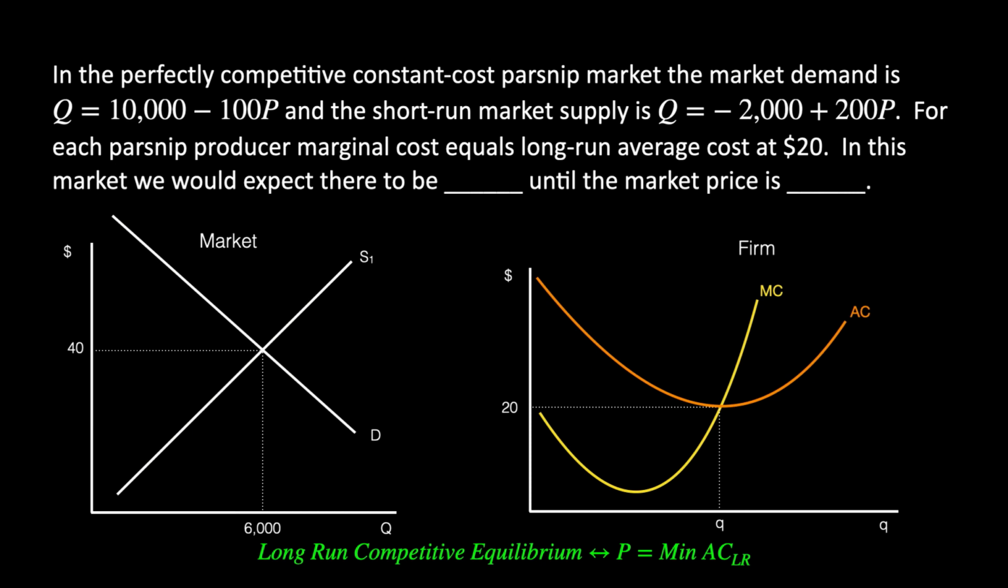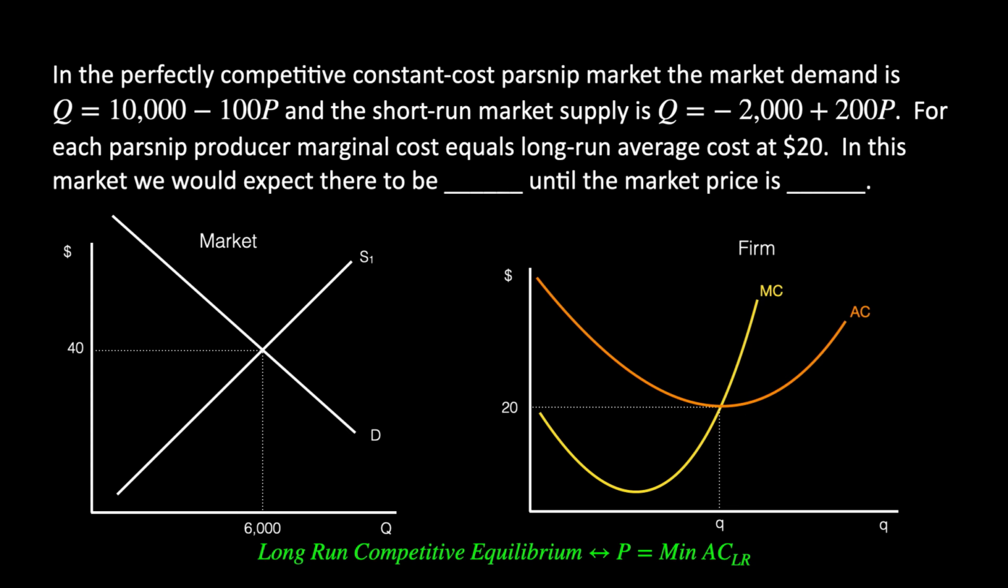This graph here depicts the situation. If you take the market demand and market supply and solve for the short-run market equilibrium, you will get a price of $40 and a quantity of 6,000. Recall that when marginal cost equals average cost, average cost is at its minimum. So the fact that marginal cost equals long-run average cost at a price of $20 implies that this is where long-run average cost hits its minimum.